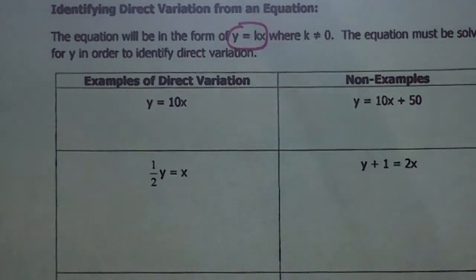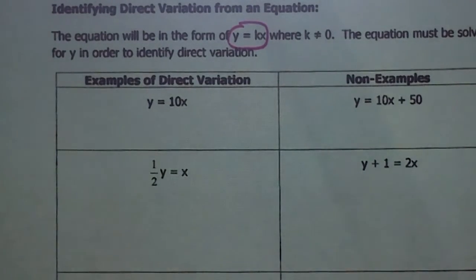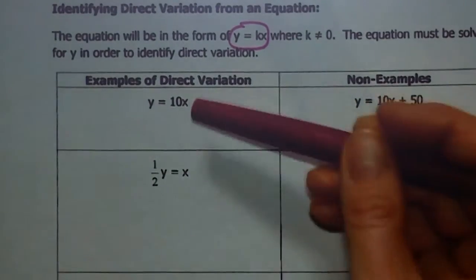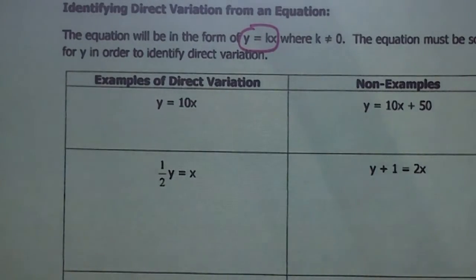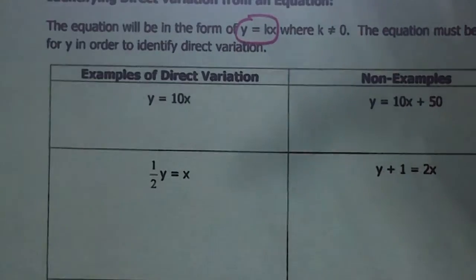So if you get an equation that doesn't have y by itself, you need to use what you know about solving equations to isolate the y, to solve for that y and get it by itself. So I show you 3 examples of equations that would represent direct variation, and then I give you a few non-examples. I want to tell you why each is what it is.